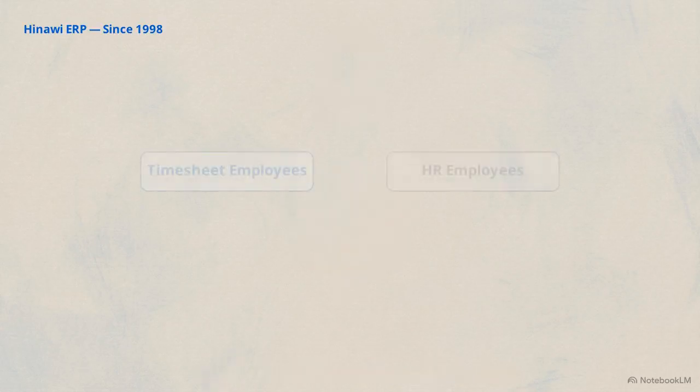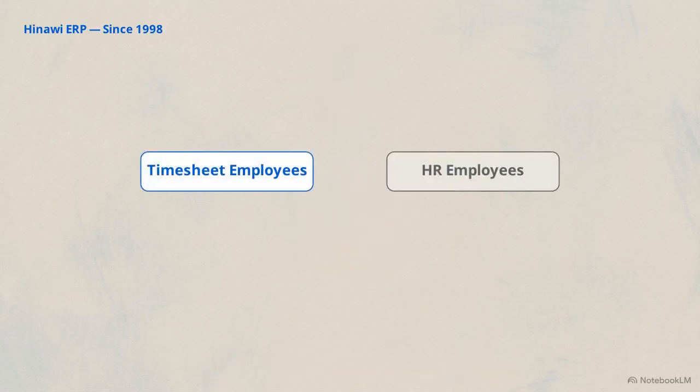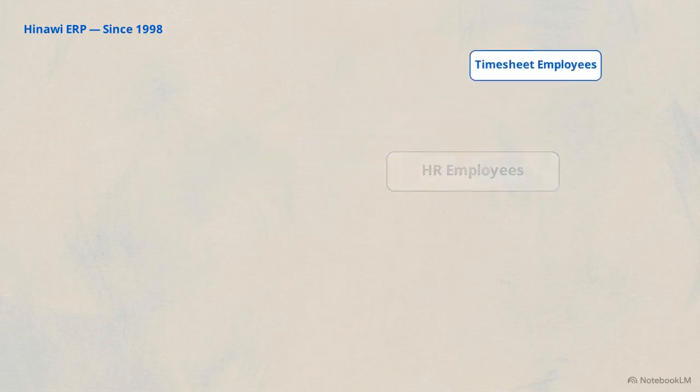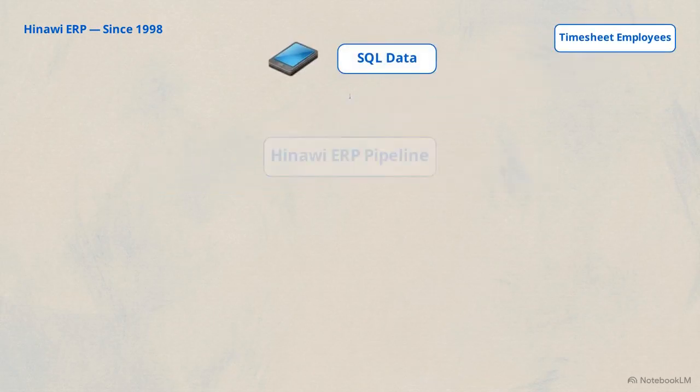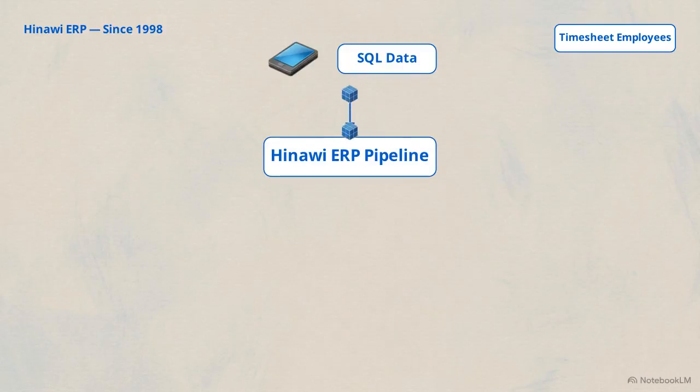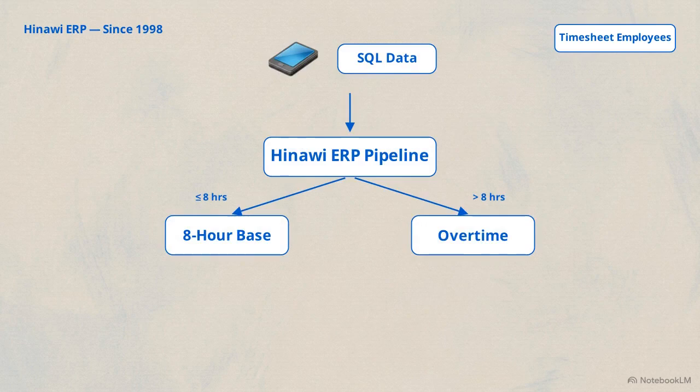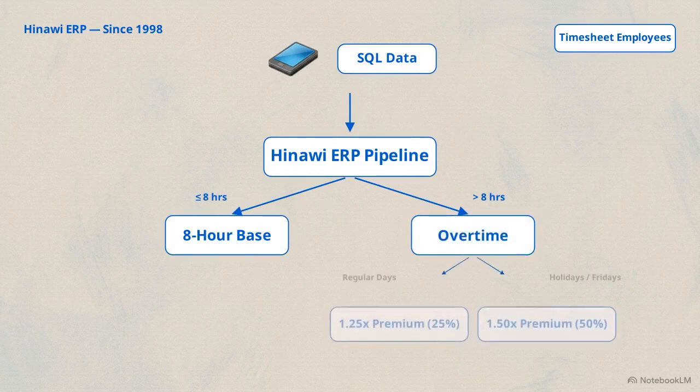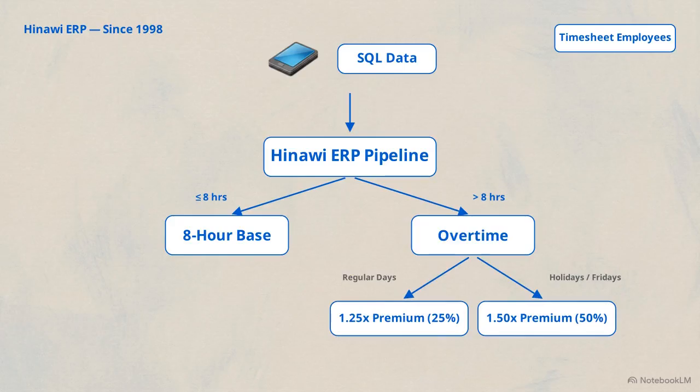Now we move to the timesheet module. The system distinguishes between timesheet employees and standard HR employees. For timesheet employees, the system imports SQL data directly from your time attendance machine. This identifies any time worked beyond the standard 8-hour shift. The extra hours then split automatically into either the 25% standard premium or the 50% holiday premium pipelines.